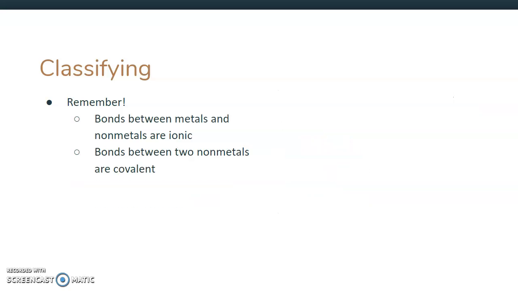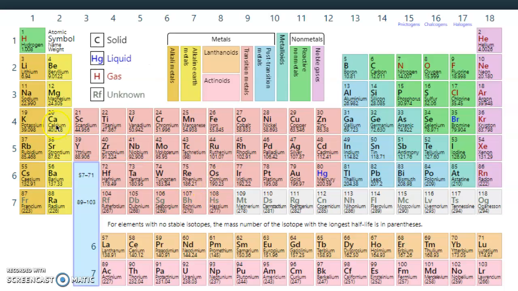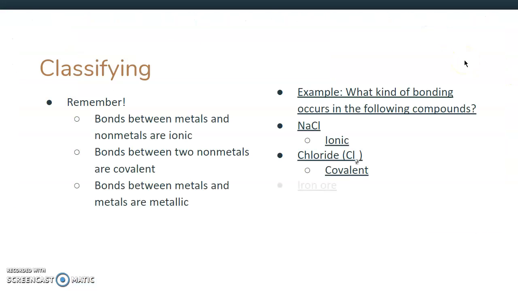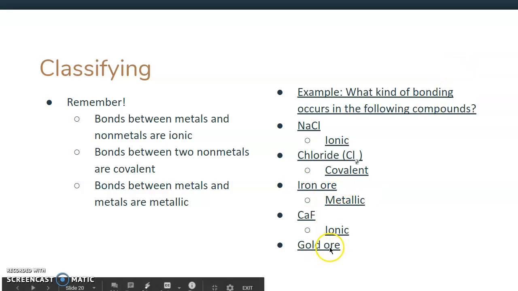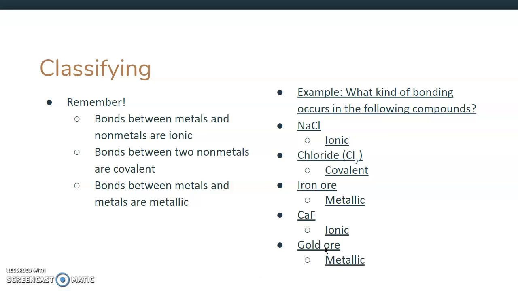Again, we have Ca and F. So if we would go back to our calcium fluoride, that's how we said that. Our calcium is here and our fluoride is up here. So we have a metal with a nonmetal. We would go and find that our calcium fluoride is ionic. And then we have gold ore. So we have another ore. Gold is in the middle of our table because it's a metal, so it would be metallic.